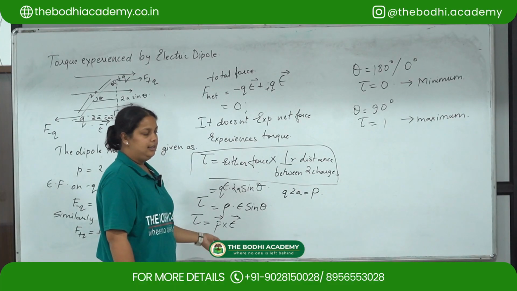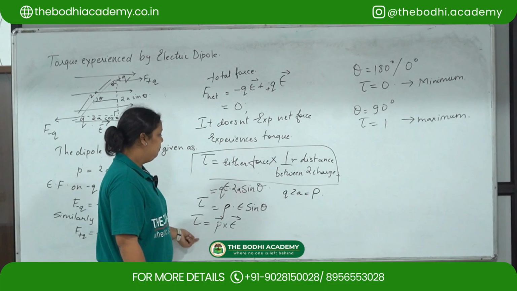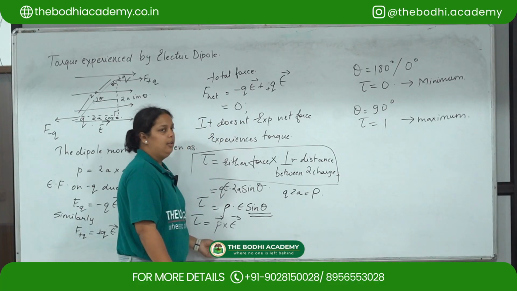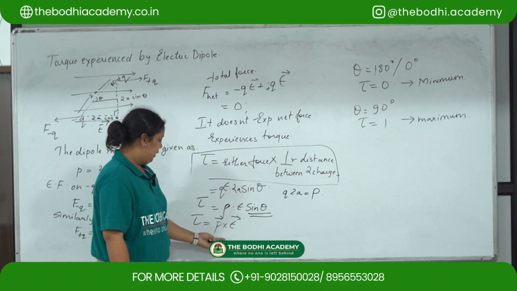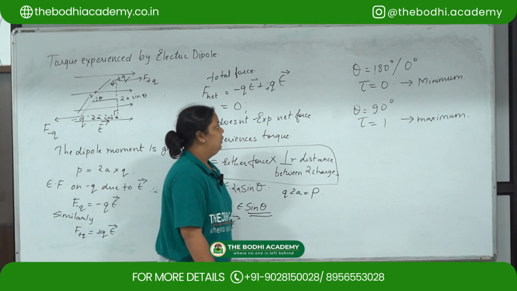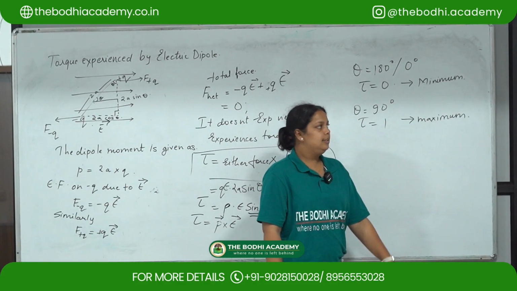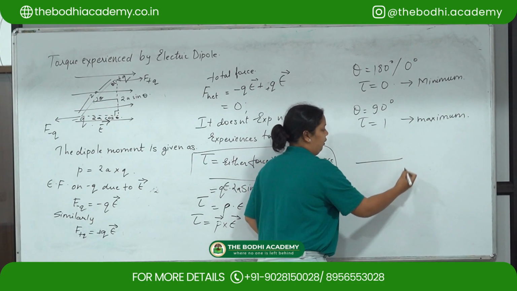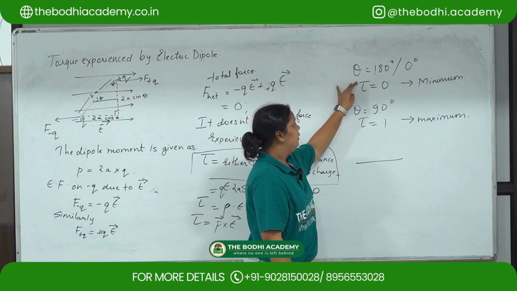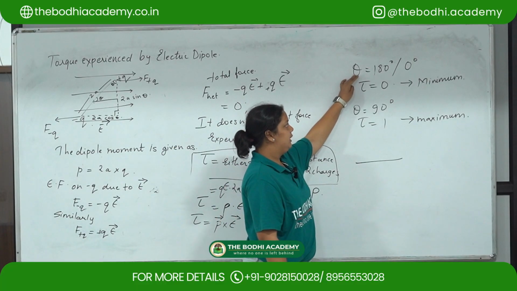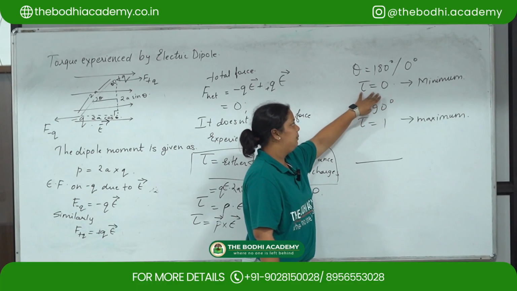So we can write this in the form of a vector, and because it is divided into sine and cos, we can do the cross product. So tau is equal to P cross E. So when theta is 180 degree, that means when the dipole is horizontal, it will be 0, because the sine will be 0. Sine for 180 as well as 0 degree will be 0.